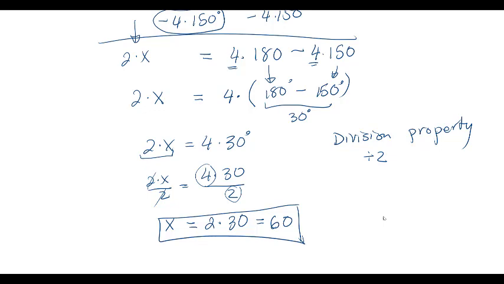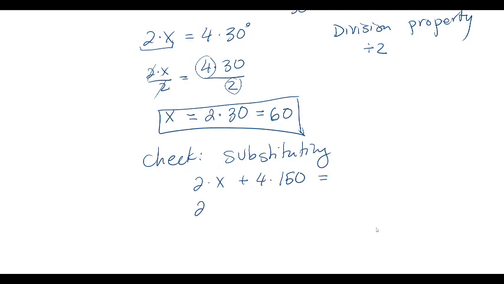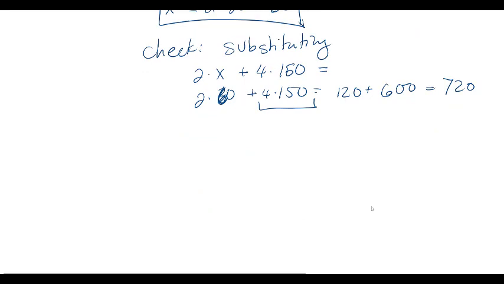We can now check by substituting and adding up all our angles. And so we have 2x plus 4 times 150, which equals 2 times 60, apologies, plus 4 times 150, and that equals 120 plus 600, which equals 720. So now let's check that.